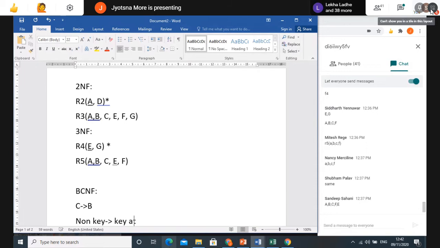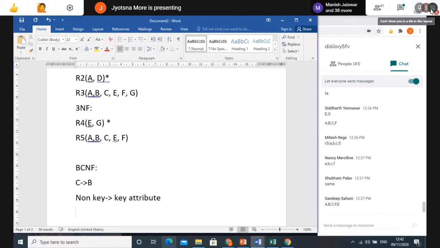Okay, non-key determines key attribute. So for that, write down: therefore, divide R5 into R6 and R7. Divide R5 into R6 and R7.